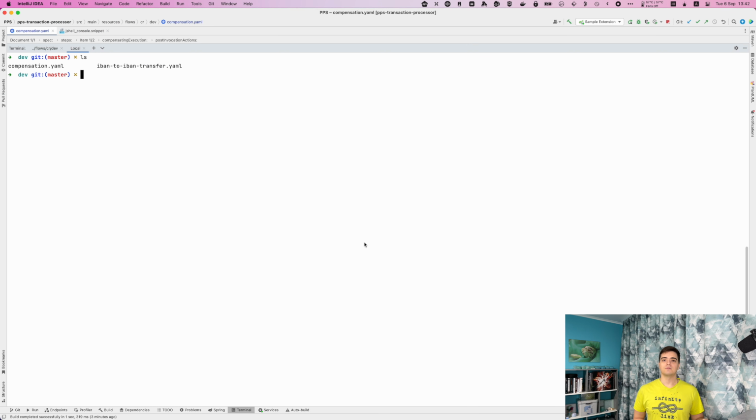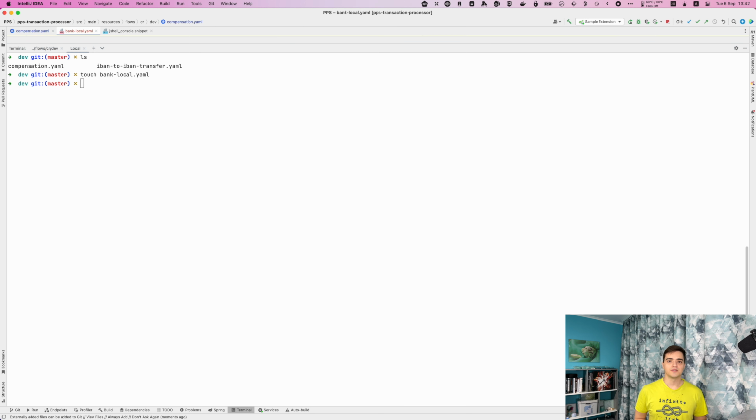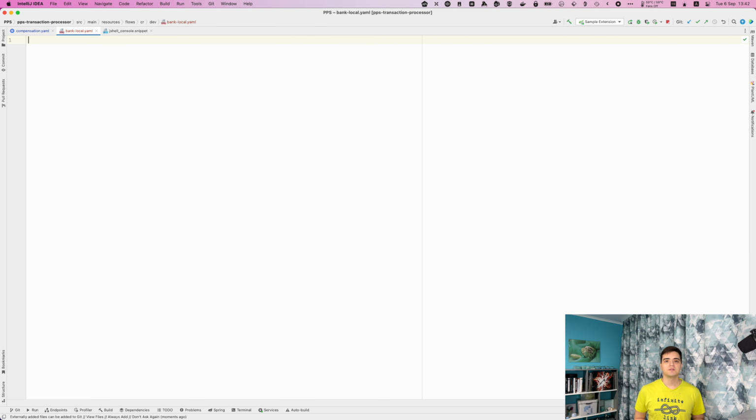Thus, we create a flow. Flow describes supported transactions and steps to process them. Our sample flow is super simple. It imitates transferring money between accounts of the same bank. Let's call it bank local transfer. This flow will push the transaction through a few steps. Let's examine them one by one.